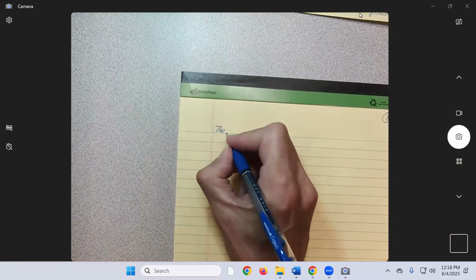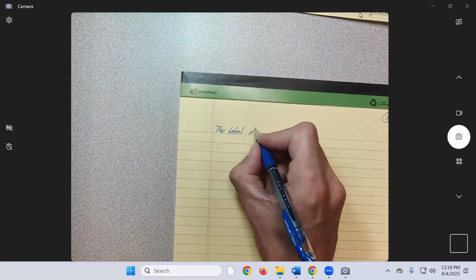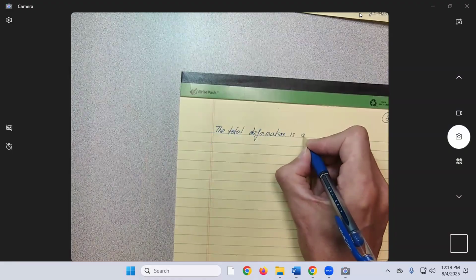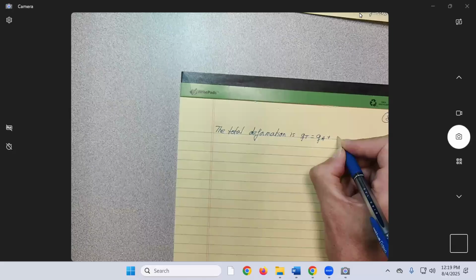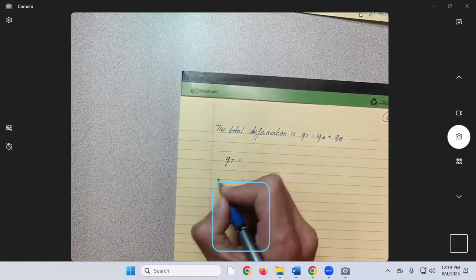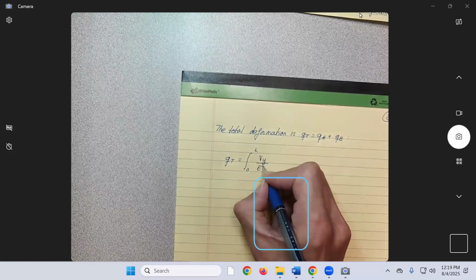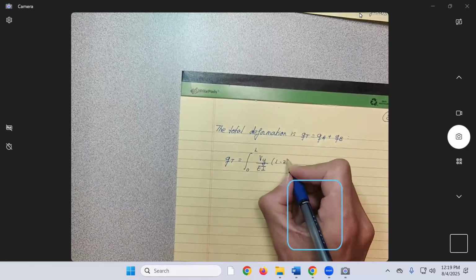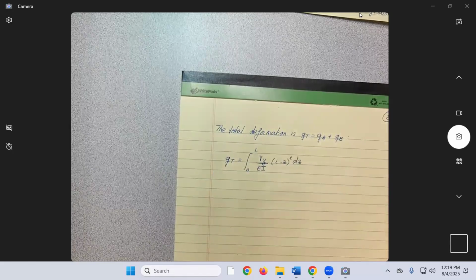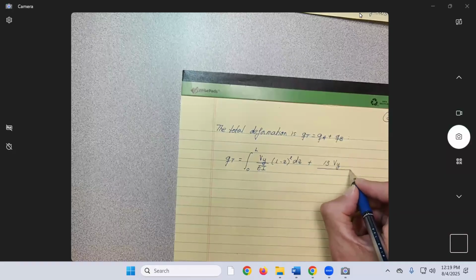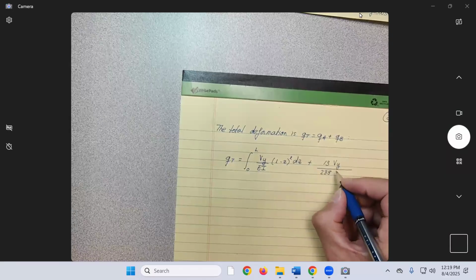So the total deformation, let's say, Q total will be equal to Q sub A plus Q sub B. In other words, if you look back, we said that Q sub A was equal to Vy over EI times the integral of (L minus Z) squared dz, plus the one we just did, 13 Vy divided by 238,280.